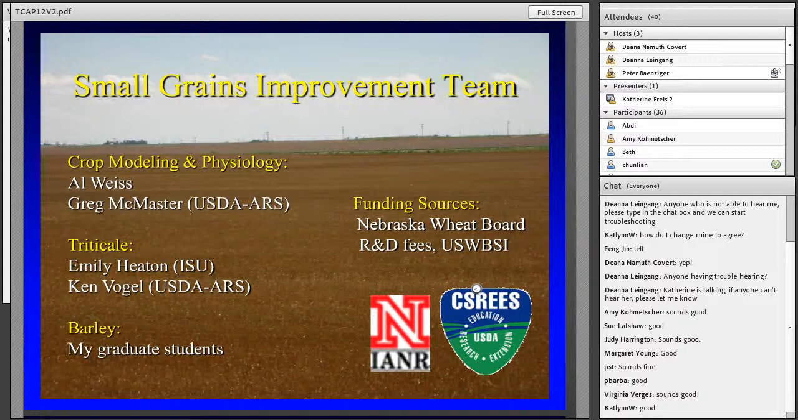We do breed more than wheat. We breed triticale, and we also breed winter barley. Our funding sources are mainly the Nebraska Wheat Board, our research and development fees. We get money from various federal grants and from the U.S. Wheat and Barley Scab Initiative. And then we've got a collaboration with Bayer Crop Science, which has endowed a chair. So there's some additional monies that are coming from a various number of sources.